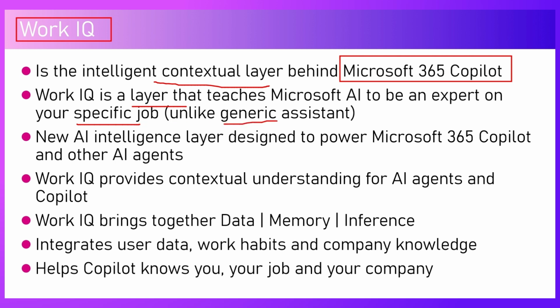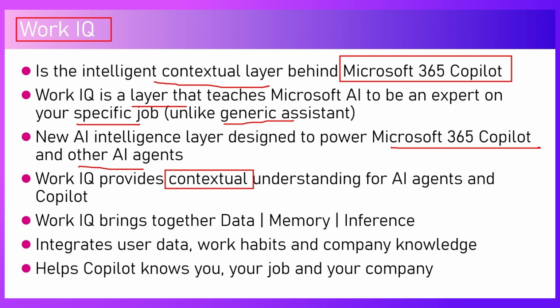Unlike a generic assistant, which is tailored around giving generic responses, Work IQ based agents will help you understand you. You are kept at the center of the attention, and you get responses on the basis of your behavior and your job role. It is a new intelligence AI layer, designed to power M365 Copilot and other AI agents that you build along with it. Work IQ provides contextual understanding. This word is important: contextual understanding for AI agents and Copilot.